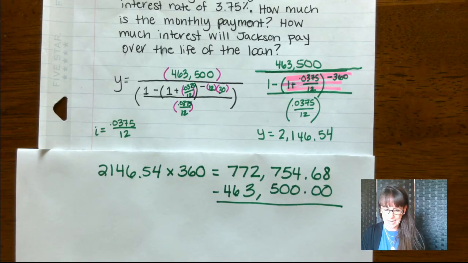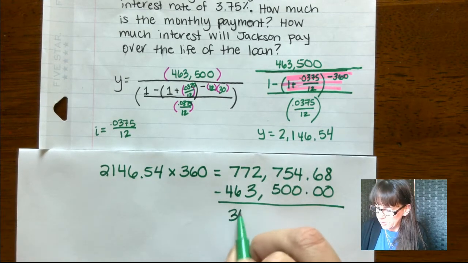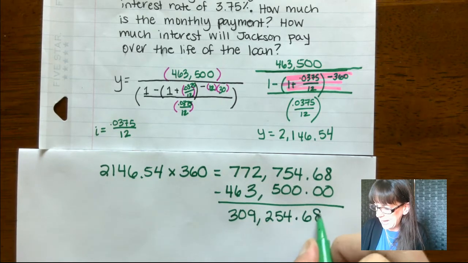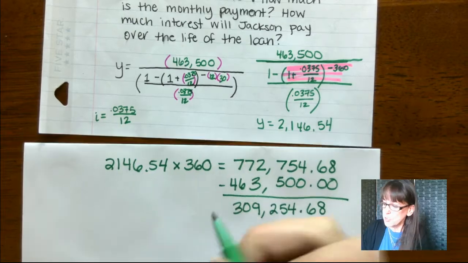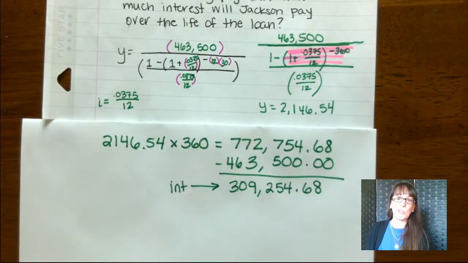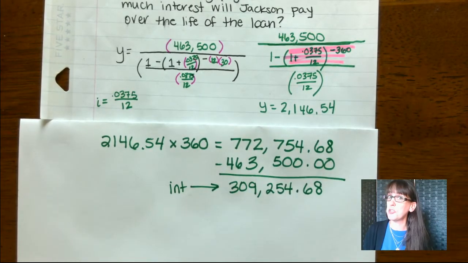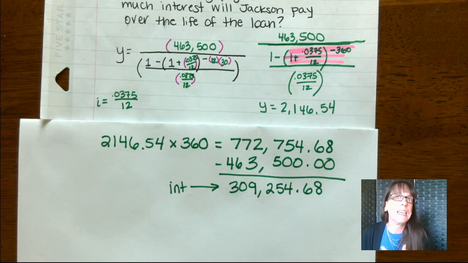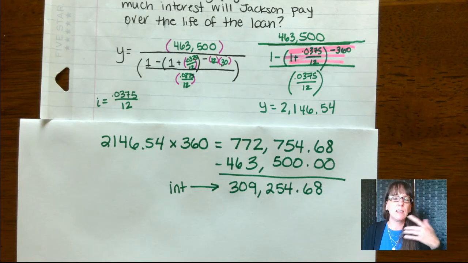So if we minus that guy, we end up with $309,254.68. So how much interest will he have paid back? His interest will be $309,000. So he's paying back almost as much as he borrowed. I mean, not quite. There's a $100,000, $150,000 difference there, but he's paying back a significant amount, more than half of what he borrowed, because over the course of 30 years, that money that you're paying goes towards that interest for taking out the loan.